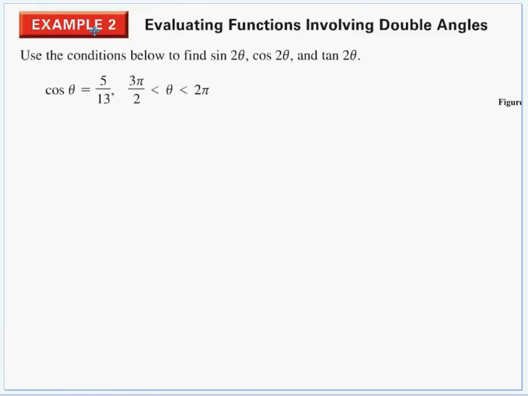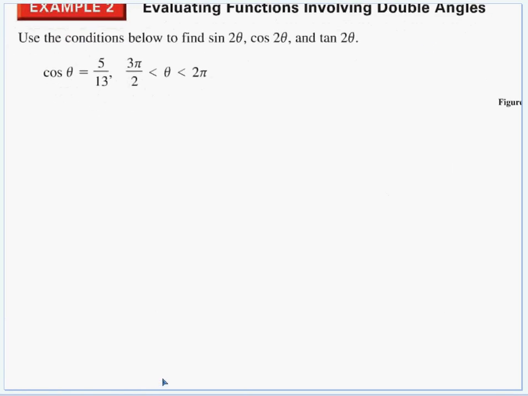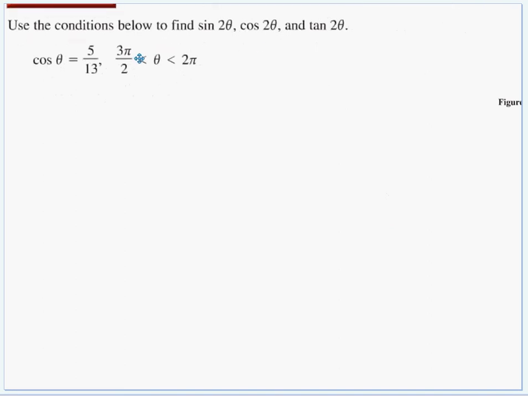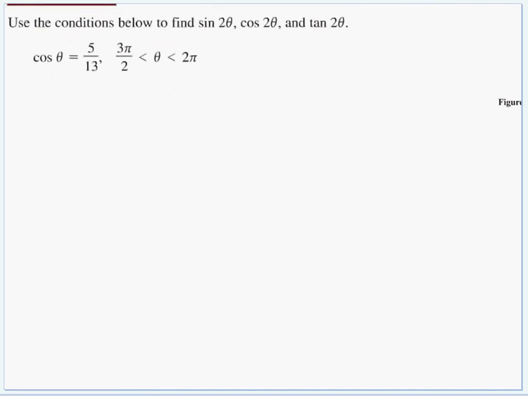Example 2. Ooh, now we're going to set up a triangle on this one. The directions: use the conditions below to find the sine of 2 theta and the cos of 2 theta and the tan of 2 theta. We got double angles here, and the conditions they gave us to get started are cos of theta and the range theta is in. So they gave us single theta and they want us to find the double stuff.